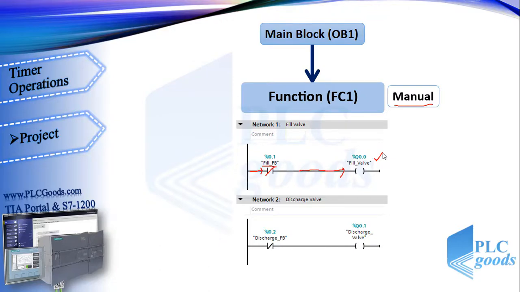Pay attention, in Factory I/O, the discharge push button is normally closed, so I have used a normally closed contact here. Sometimes, based on the industrial process, we need to consider some safety conditions in our program. For example, suppose the fill and discharge valve cannot be on simultaneously. For this condition, a normally closed contact of the discharge valve is inserted in the first line.